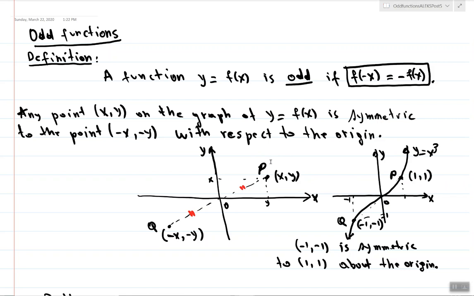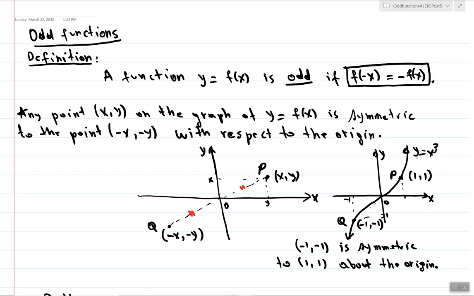So you'll see what it means is that if you have a point x comma y on a graph, then you should also find the point negative x comma negative y also on the graph of the function. And the two will be symmetric with respect to the origin, meaning 0, 0.